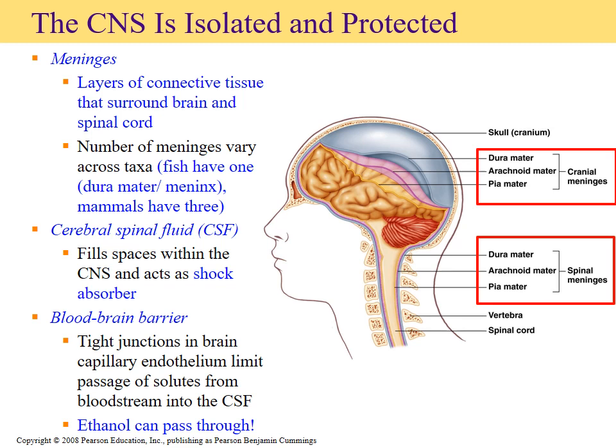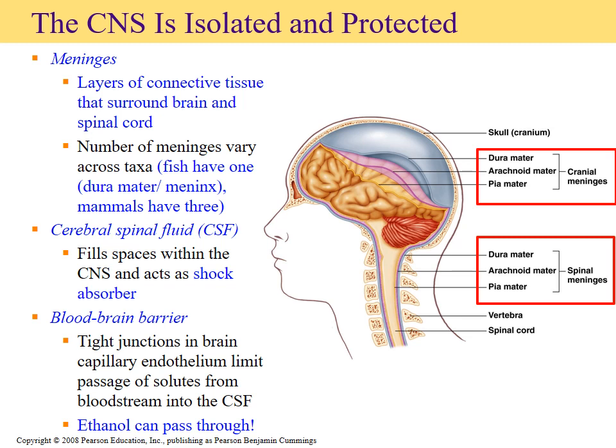The central nervous system, because it is so essential to the body, as you can imagine, has some extra steps that go into isolating and protecting it. One of those steps involves the use of meninges. Meninges are layers of connective tissue that surround and protect both the brain and the spinal cord. Across the different animal models, we can see different numbers of meninges. For instance, fish will tend to have 1. Mammals, on the other hand, will tend to have 3.